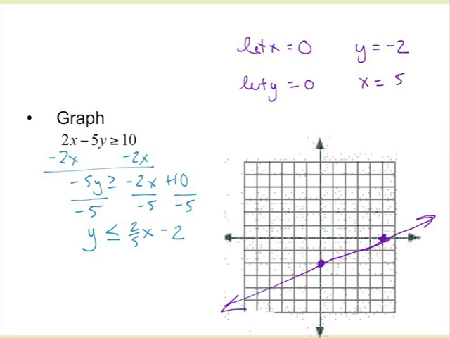And you can see this is exactly the same. Intercept of negative 2, slope of up 2/5. So it works either way. There's just, I think, a lot of places to make mistakes in trying to get y alone.